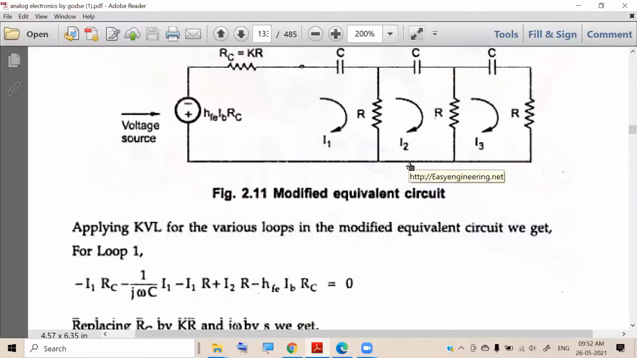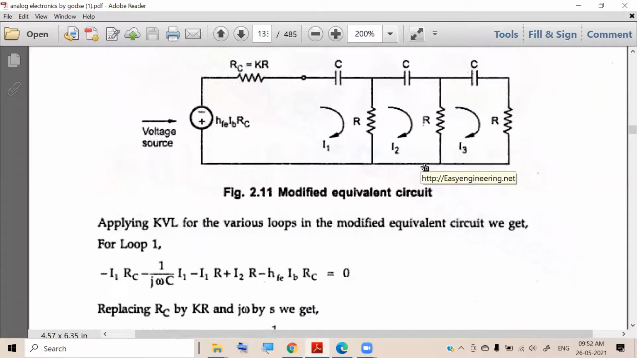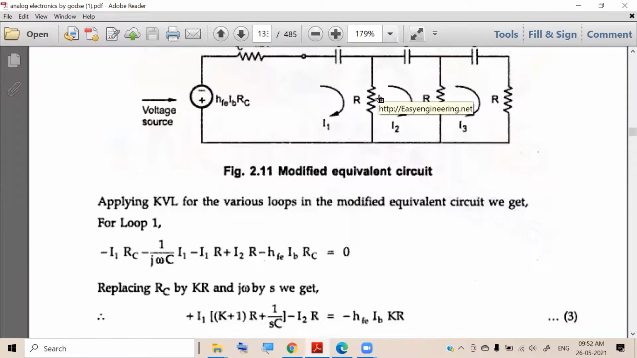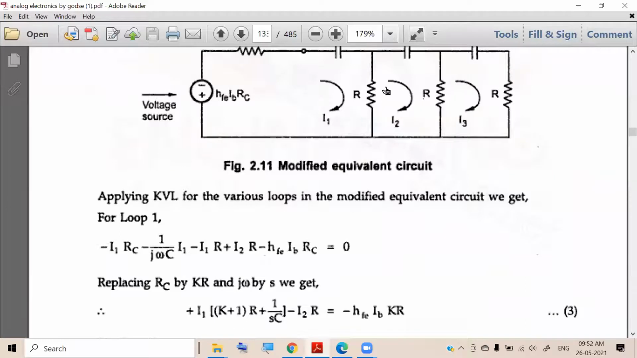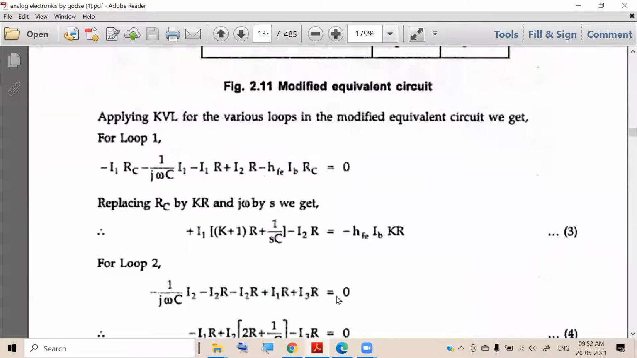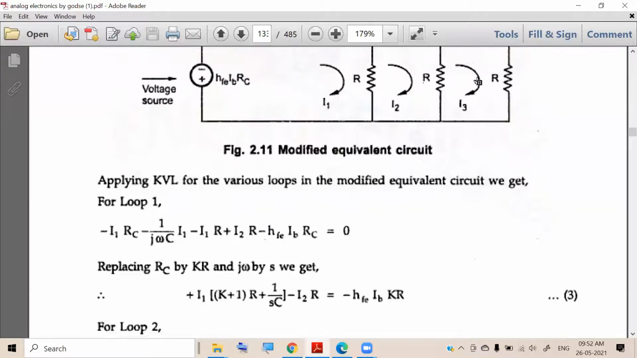Likewise, I told you I will explain the process. You have to derive and submit to me, to my personal WhatsApp. You have to write your roll number and name and submit. Likewise, for the second loop, if you write KVL, this is the equation we will get. For the third loop, we will write KVL.